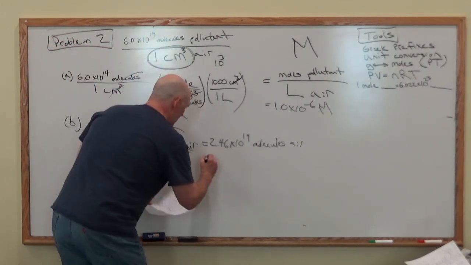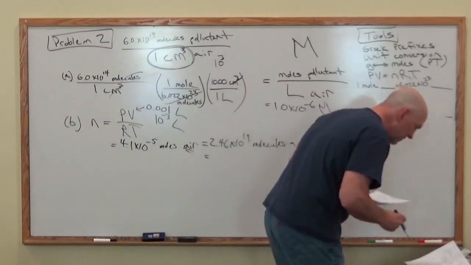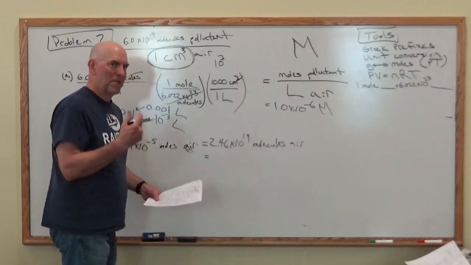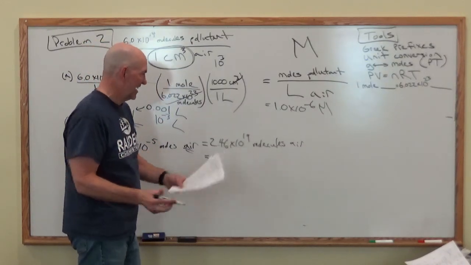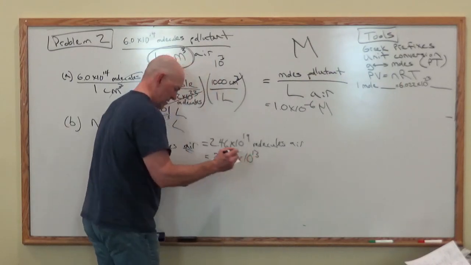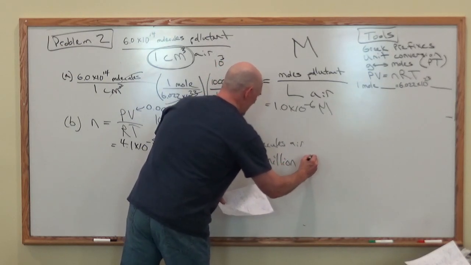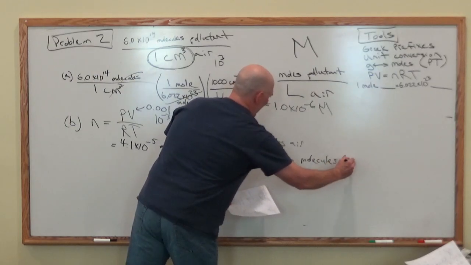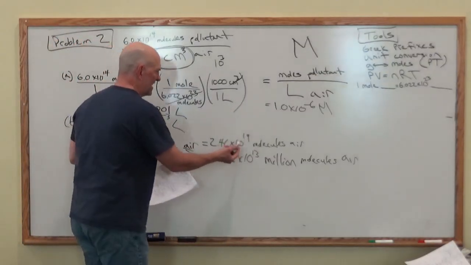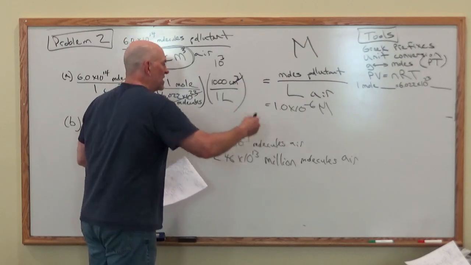So what we do is, if it's that many molecules, are we doing parts per million or billion here? Parts per million. So remember what a million is. A million is 10 to the 6th. So this is the same thing as 2.46 times 10 to the 13th million molecules of air. There may be a better way to think about it than that. Basically, I'm just taking 10 to the 6th out of this.